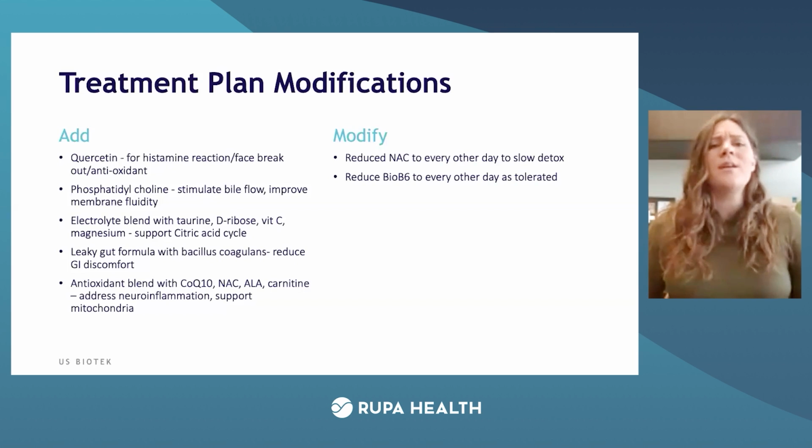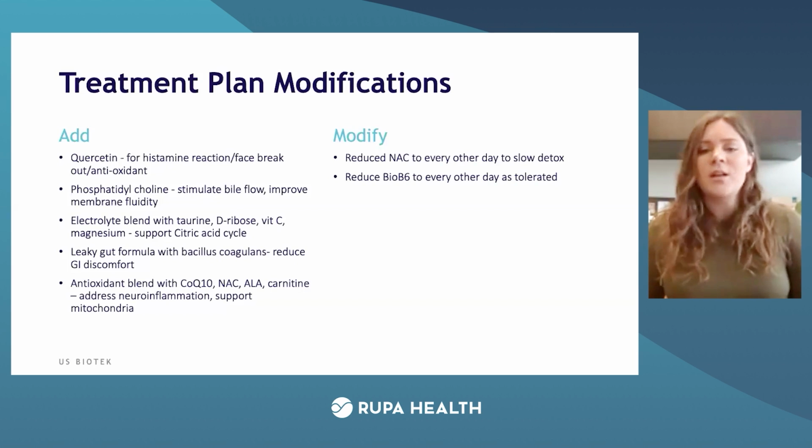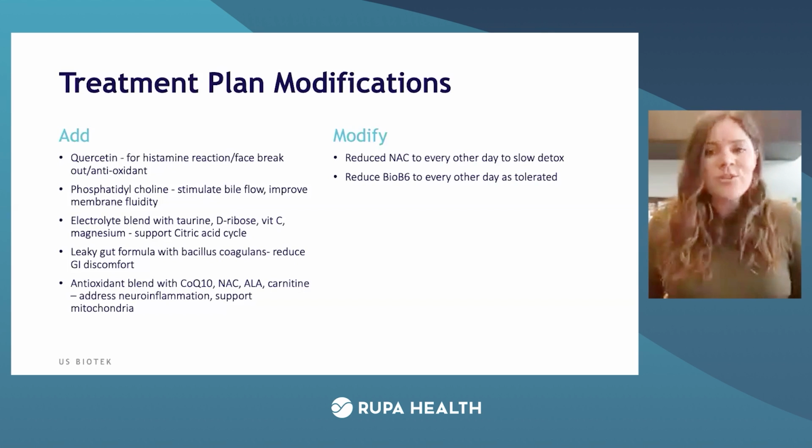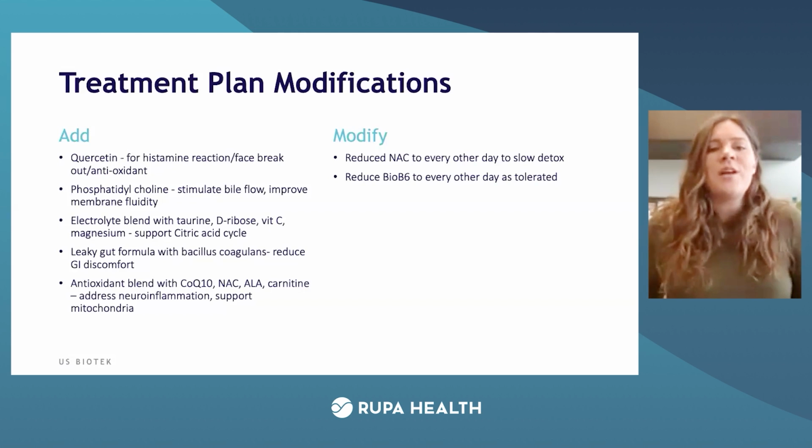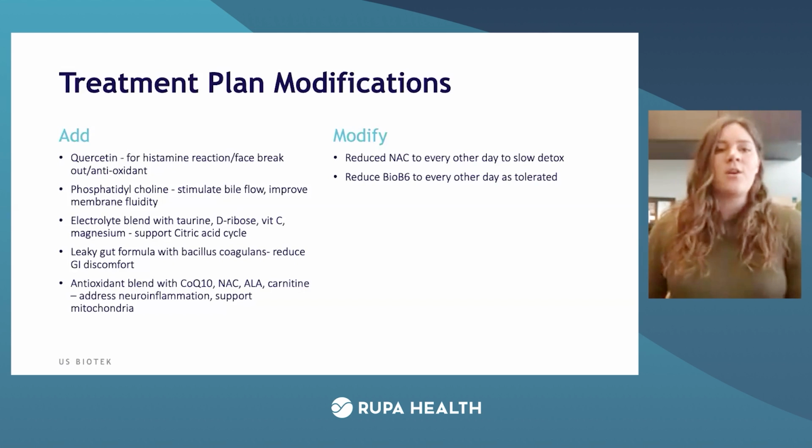Electrolyte blend. I didn't write down the exact ingredient, but there's a lot of good stuff in there, like taurine. Hey, that's a phase 2 ingredient. D-ribose, we all know that one for mitochondrial support. So a lot of things to really start supporting her with ingredients and antioxidants. So much more than just electrolytes. So we want to support her citric acid cycle flow.